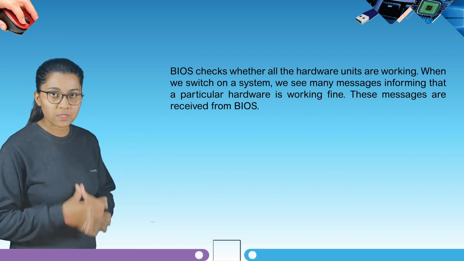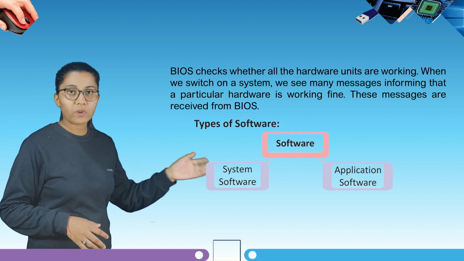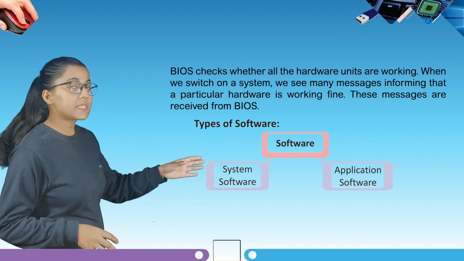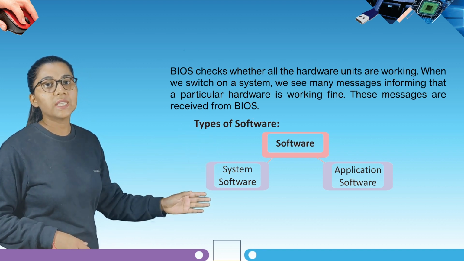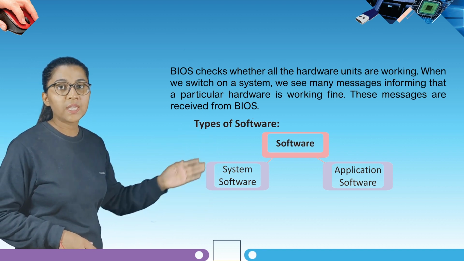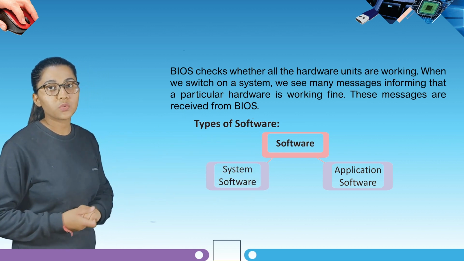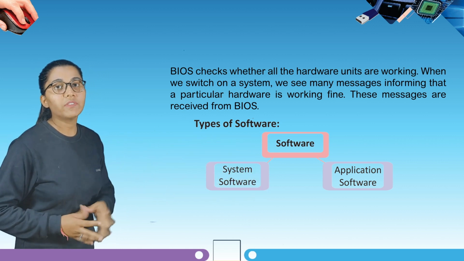Now students, let's learn about types of software. Here you can see a structure in which you can see first software, then system software, then application software. So students, these are the types of software.